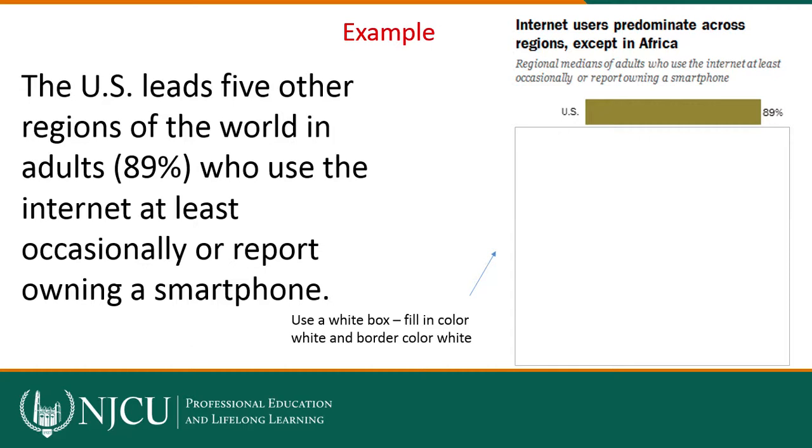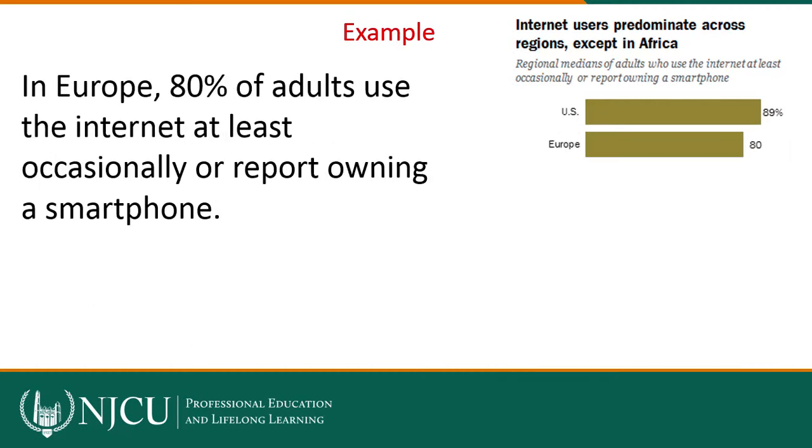But I use white boxes all the time, and here instead of a white border, I put a black border so you can actually see the white box. And the white box allows me to unfold the bar graph as I see fit during the video. So, for example, now we have the Europe bar. And I highlight the Europe. In Europe, 80% of adults use the internet at least occasionally or report owning a smartphone.